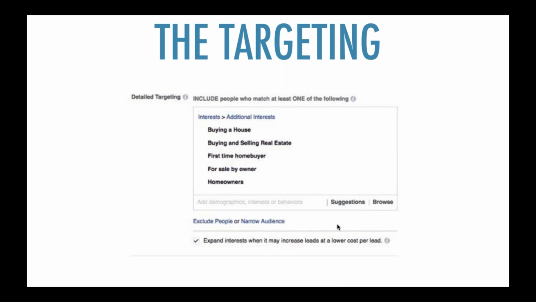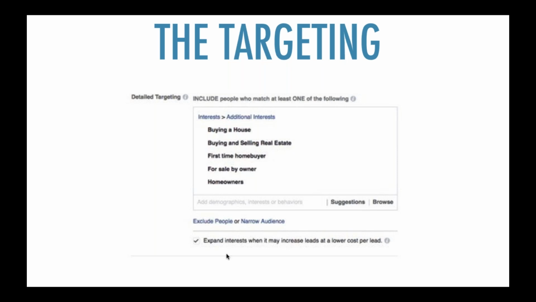So you'll notice that we're not targeting real estate as a category. We are targeting people that are interested in buying a house, buying and selling real estate, first-time home buyers, for sale by owners, and homeowners, okay?